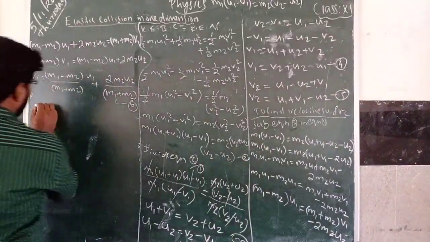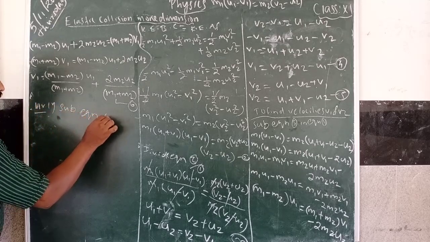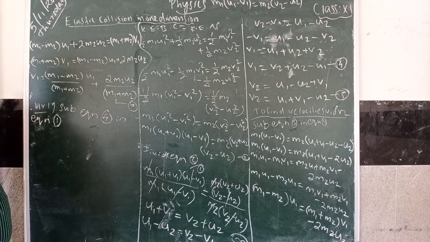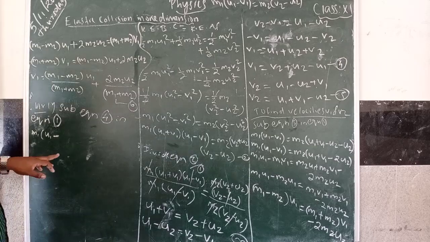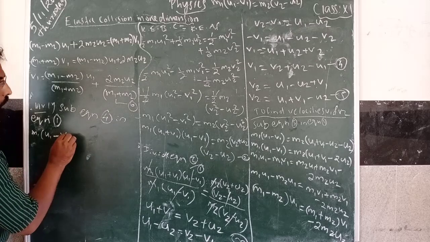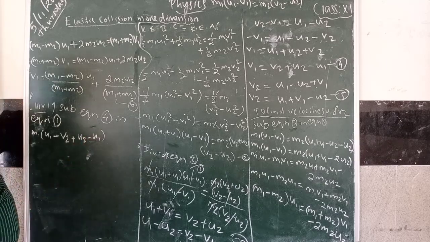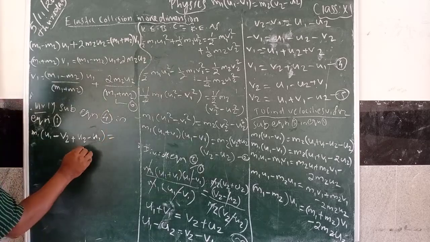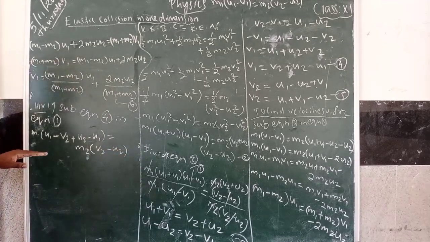Next, similarly, substitute equation 4 in equation 1. So what you will get is M1 U1 minus, instead of V1 you have to substitute this value, so V2 plus U2 minus U1, equal to M2 into V2 minus U2.